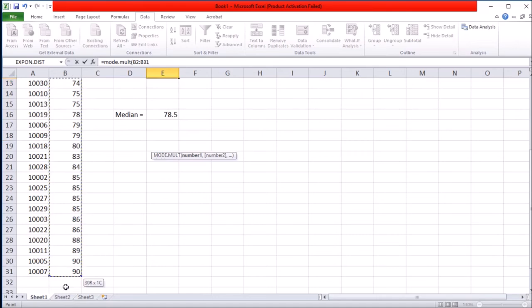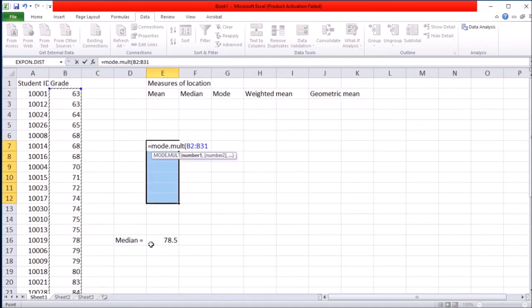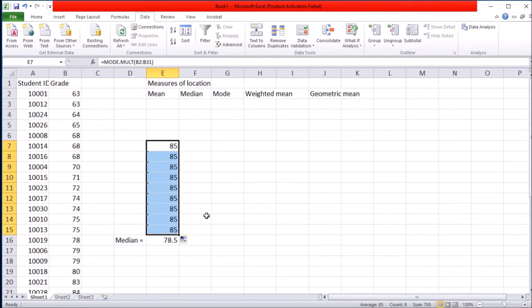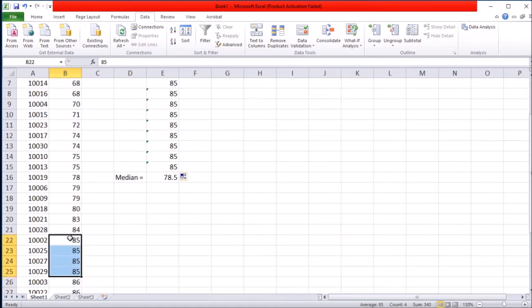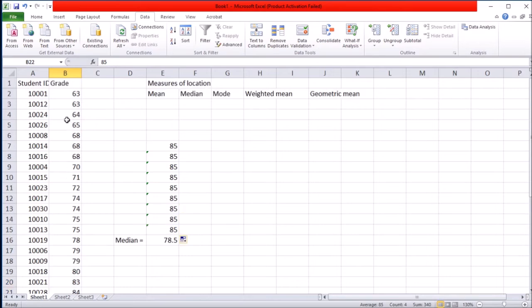Enter these grades and hit enter with control. If I extend this, it looks like 85 is the only single mode. Let's check that. 85 appears 4 times, and as far as I see, no other grade appears more than 3 times. So 85 it is.